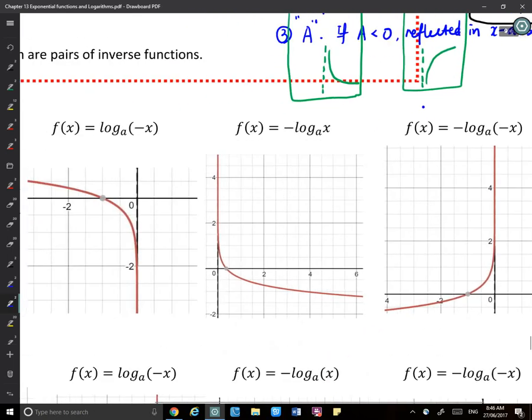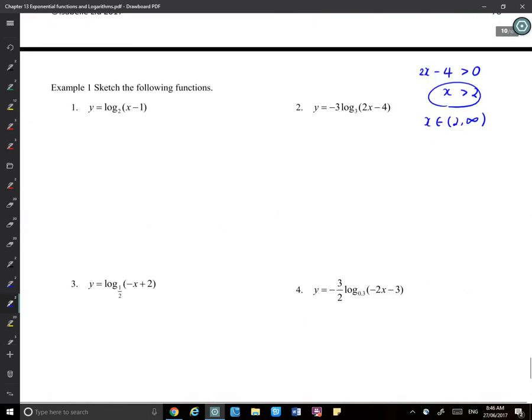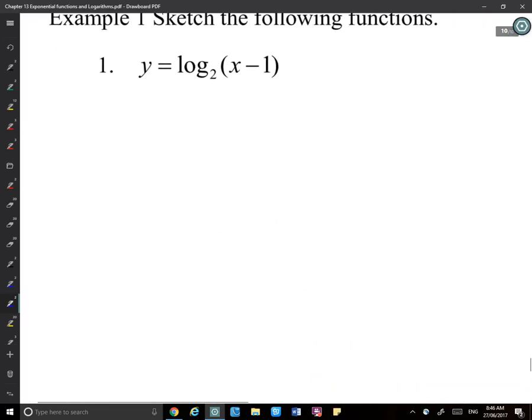Okay, let's have a look at an example. It's easy to talk about examples here. Okay, the first one.